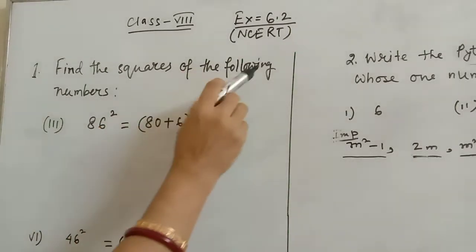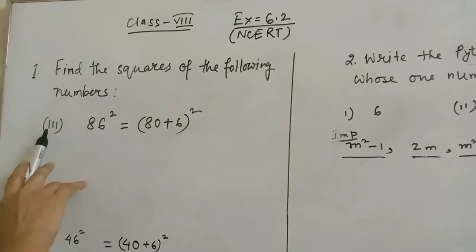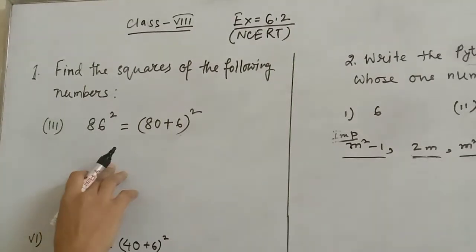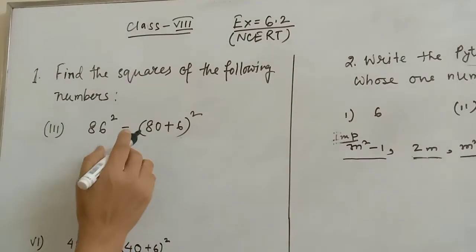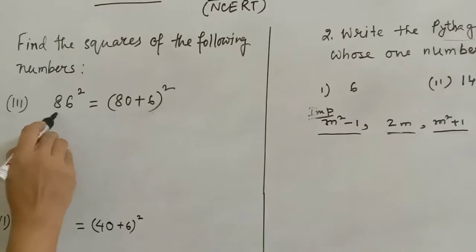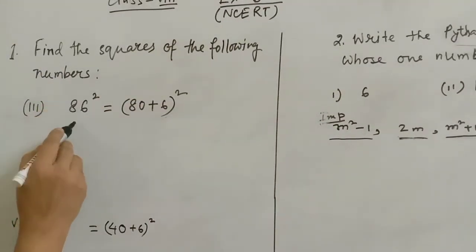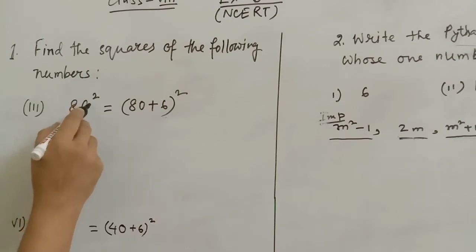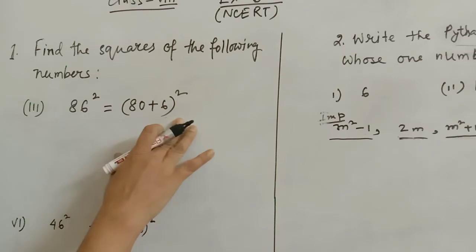Today we will do exercise 6.2, questions number 1, 3 and 6. 1 and 2 we have done before only. In the previous class we explained that one. So in this number, it is 86 square. Find the squares of the following numbers. It is 86, so we have to find the square of 86. As it is explained in the NCERT book, we are doing it this way only.